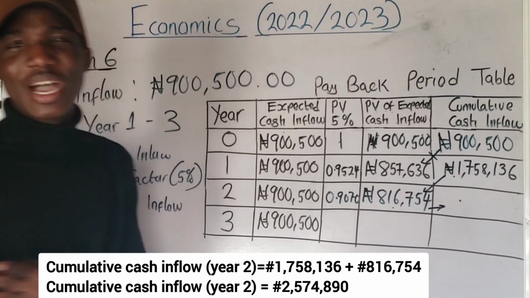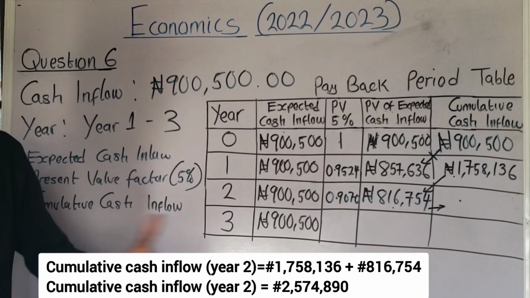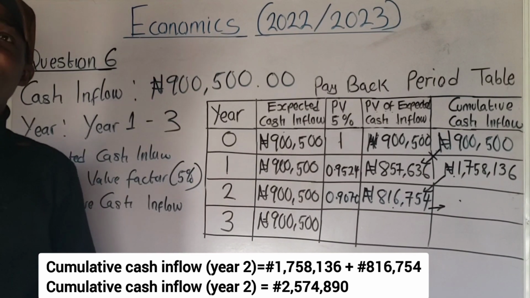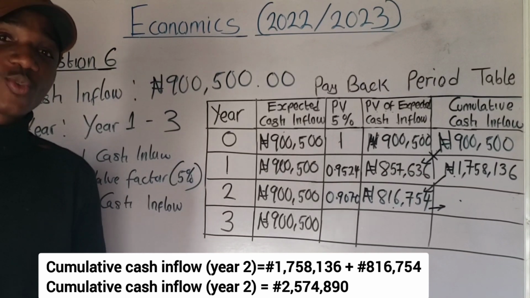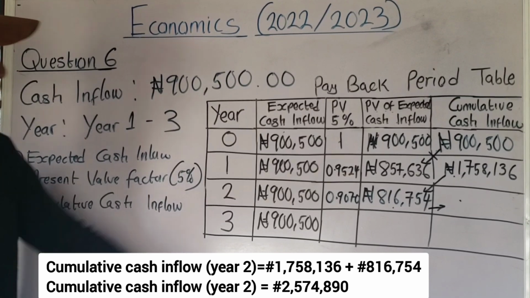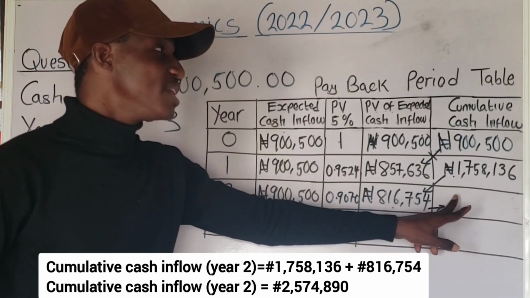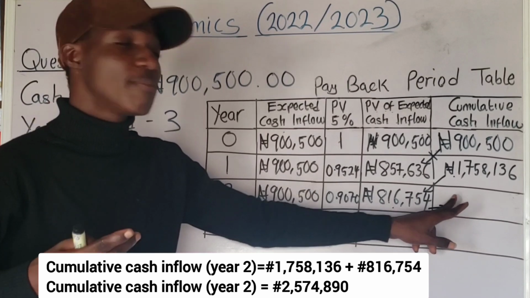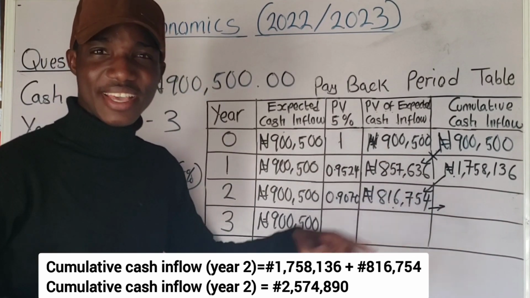You did mean, median and mode now, so you should be very fast with what I'm doing here. In the median of a group data, there is something called cumulative frequency. I'm still using the same approach. You understand? So the cumulative cash inflow here will be the cash inflow of the previous year plus the PV of the expected cash inflow of the present year. You understand?